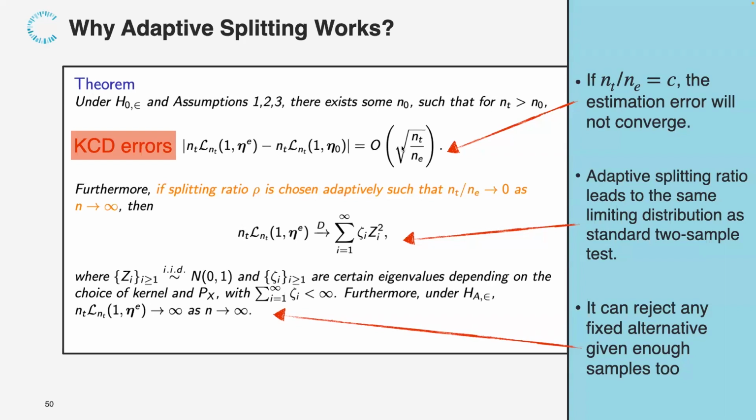But if you can choose a sample splitting adaptively such that NT divided by NE goes to 0, then this error goes away. Then it is as if you have done the test with the true parameter that you care about. So this is one theoretical contribution we have in this paper as well for testing with estimated parameters. And a small result there is saying that, under the alternative, the test statistic goes to infinity, so we will be able to reject the test all the time, which means we have a 0 type 2 error asymptotically.